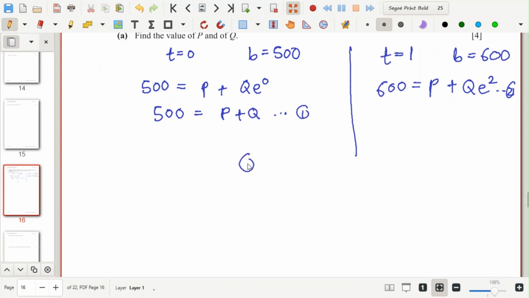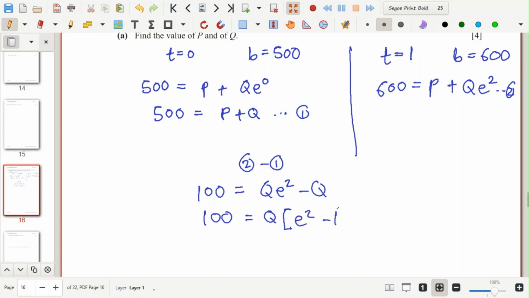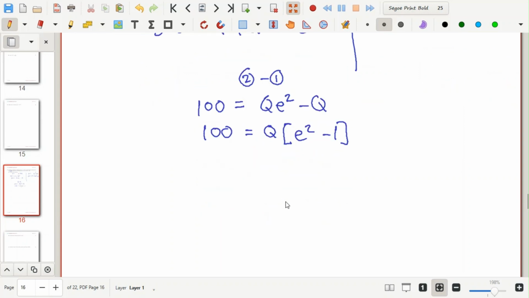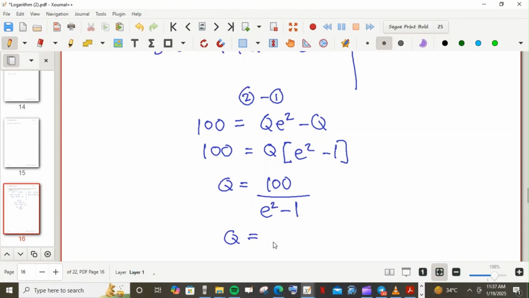Let's say equation 2 minus equation 1. 600 minus 500 is 100. P minus P is 0. Then we have Q e to the power 2 minus Q. They have Q in common, so you can factor Q. At this stage, I'm trying to make Q the subject. I'm going to divide both sides by e to the power 2 minus 1. So find the value of Q for me. Let's take the calculator and see.